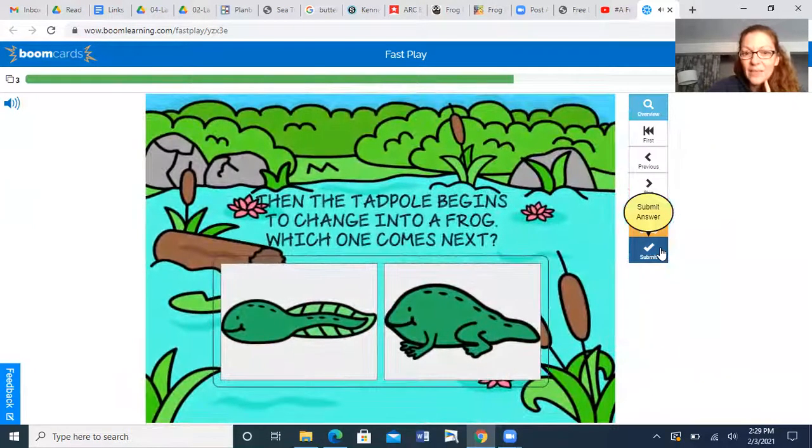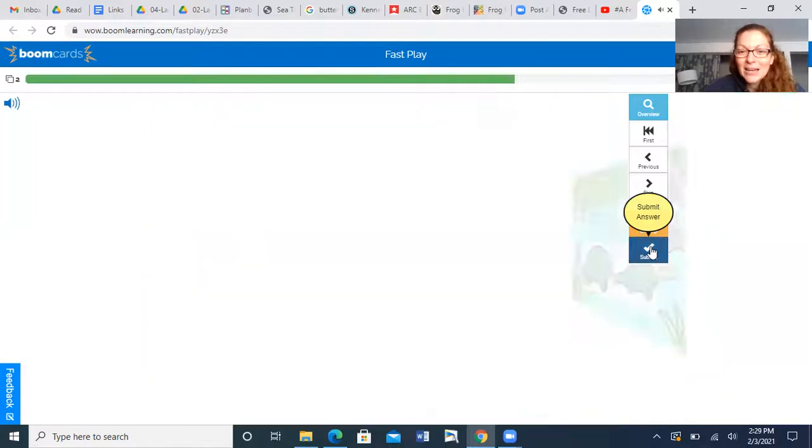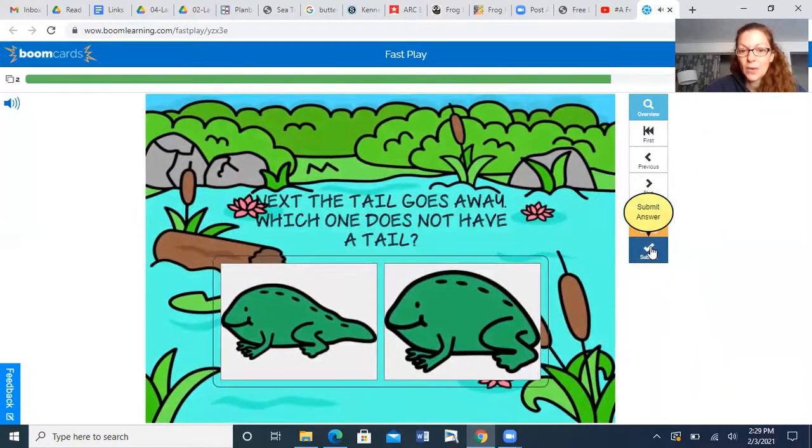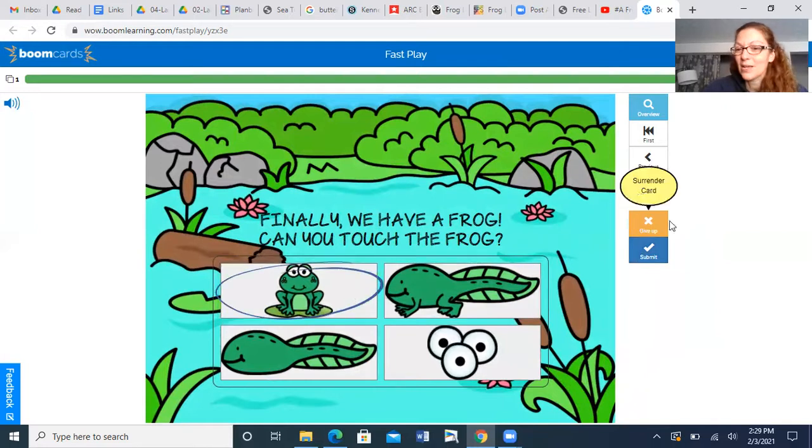Then the tadpole begins to change into a frog. Which one comes next? Do you remember what it's called? Remember those 2 words, froglet. Froglet. Next, the tail goes away. Which one does not have a tail? The tail is at the end. Oh, that one has a tail. It must be this one. Finally, we have a frog. Can you touch the frog? Go ahead, touch it. Nice work, you got it.